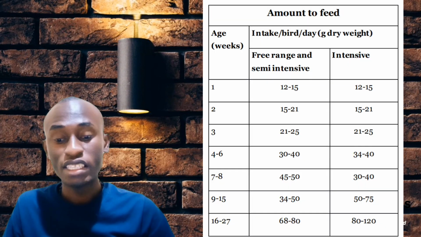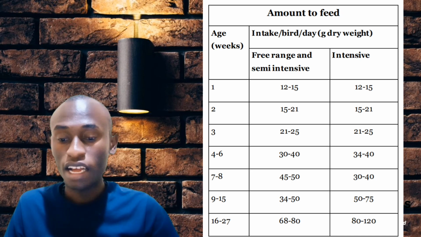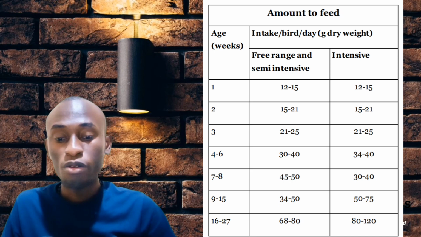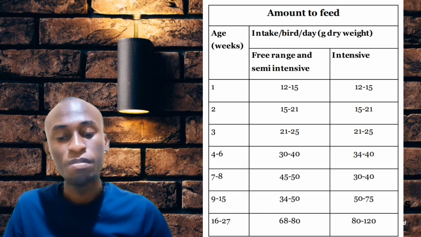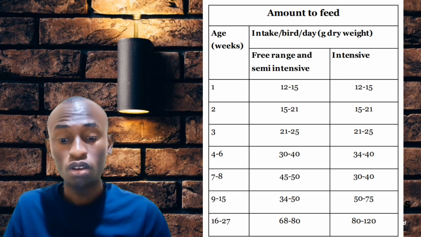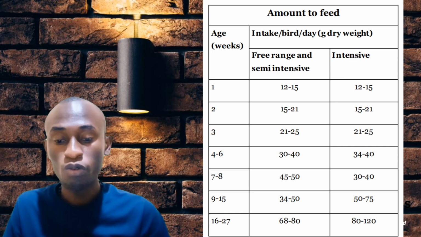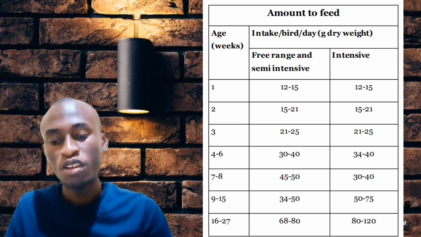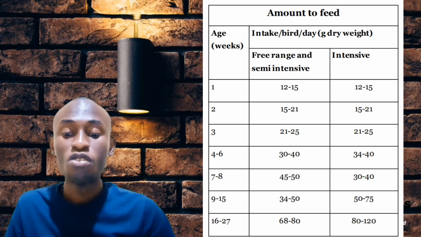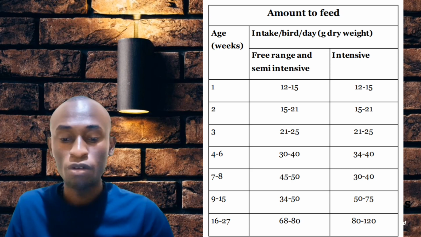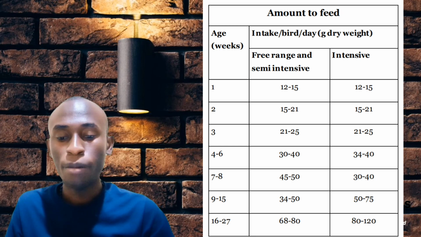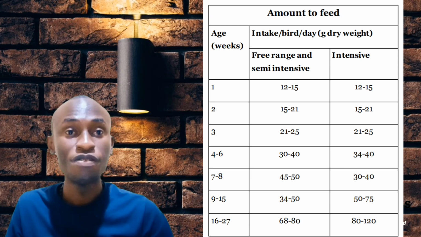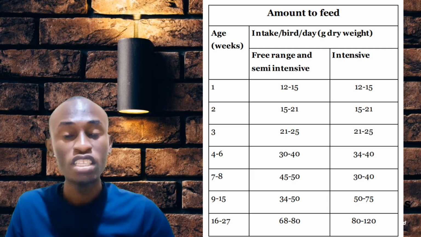You can see this table on your screen, and you can see when you keep free-range chickens and intensive chickens, this intensive is the one that you keep in deep litter, but they are local or indigenous chickens. You see that in their chick stage, between the 1st and 3rd week, they are consuming almost the same amount of feed each and every day. But from the 4th week going upwards up to the 27th week, you see that for free range or semi-intensive, they are consuming less compared to the intensive ones.